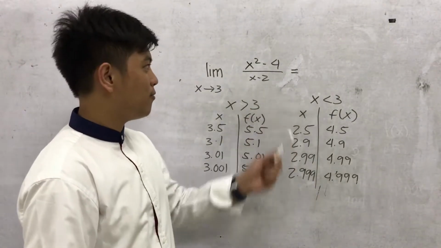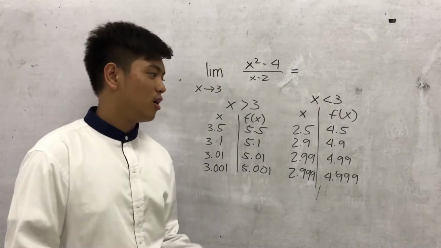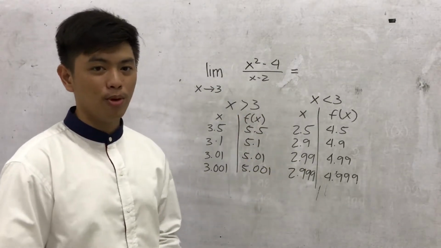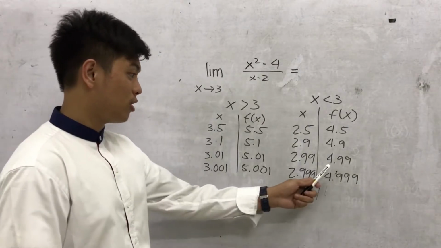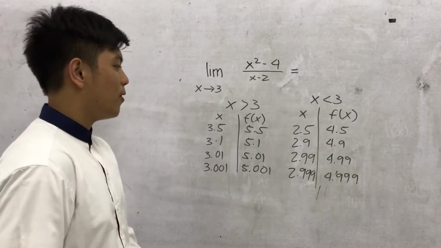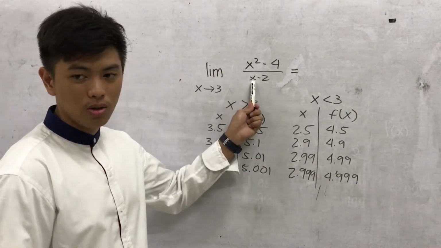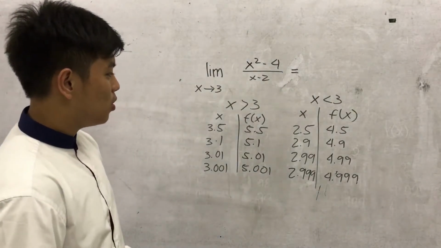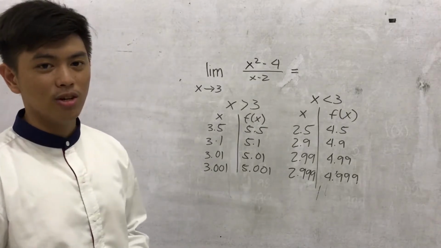substitute 2.5 to this equation, you'll get 4.5. Substitute 2.9 to this equation, you'll get 4.9. Substitute 2.99, you'll get 4.99. Substitute 2.999 to this equation, you'll get 4.999. So, since both tables are approaching 5, the answer is 5.